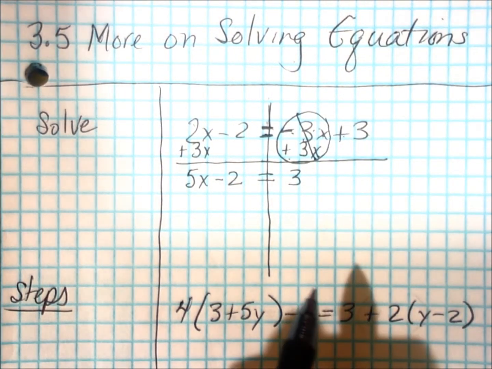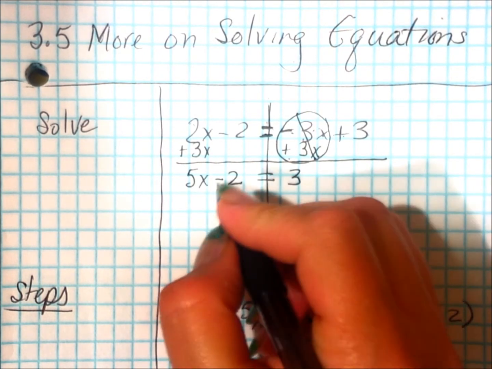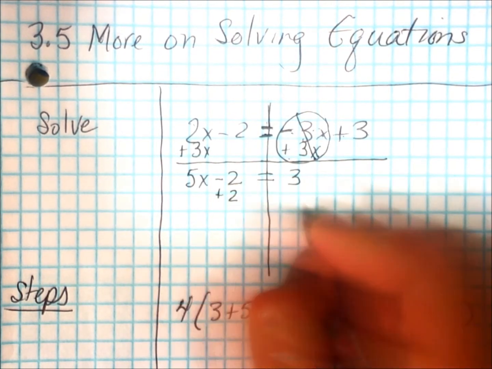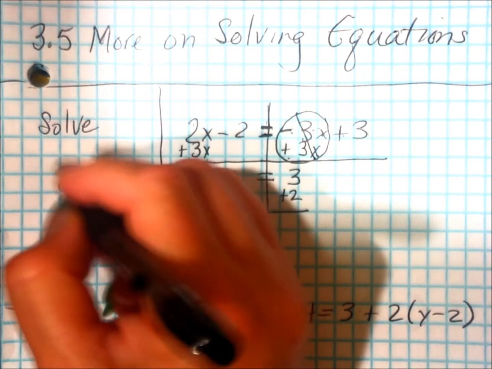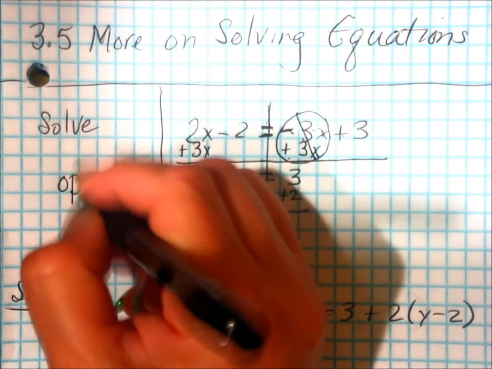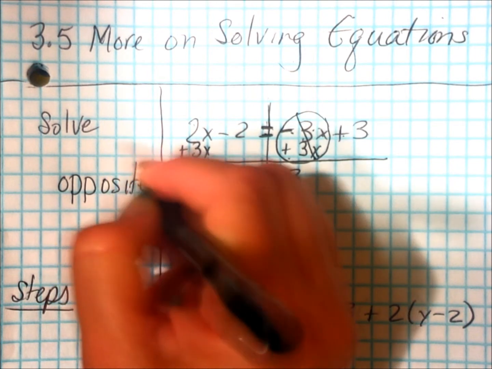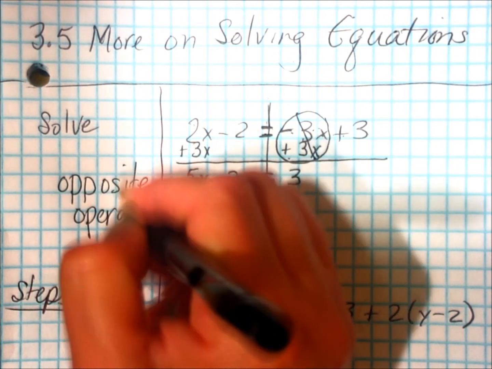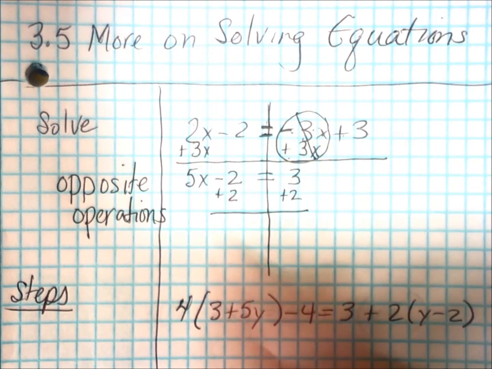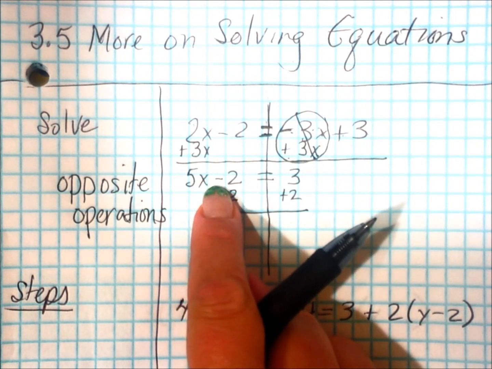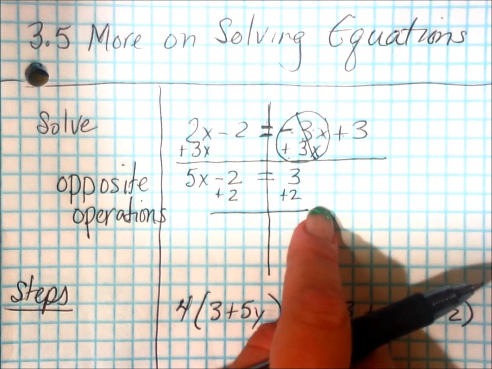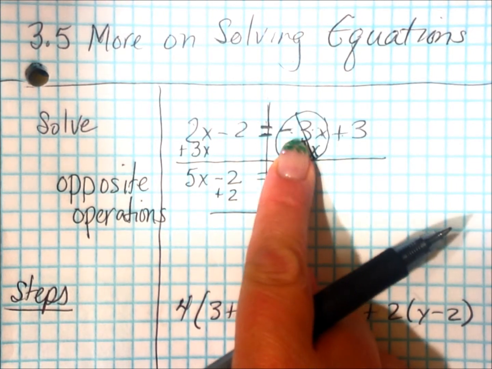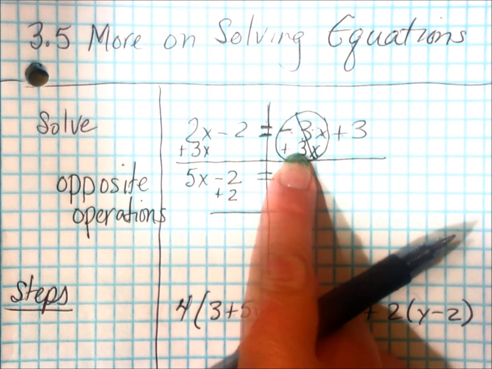Now we're trying to get the x by itself. So we're going to go ahead and add that 2. And remember, we're looking for opposite operations. Here it's minus 2, so I'm adding 2 to both sides. Here it was negative 3x, I added 3x to both sides.